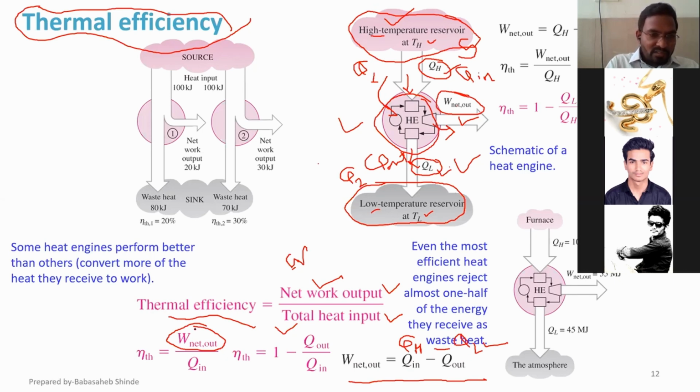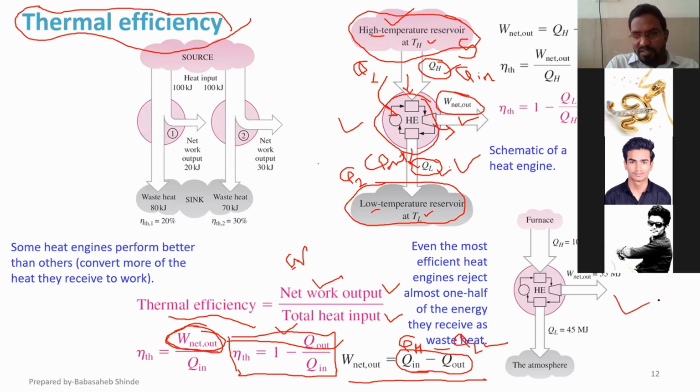And if I replace this numerator W net out by Q in minus Q out, I will get this next relation. Sorry. N thermal is equal to 1 minus Q out by Q in, because if I replace this W net out by Q in minus Q out, Q in by Q in, I will get 1, and minus Q out by Q in as it is. So this is the relation for thermal efficiency in case of heat engine. We solved this numerical also.